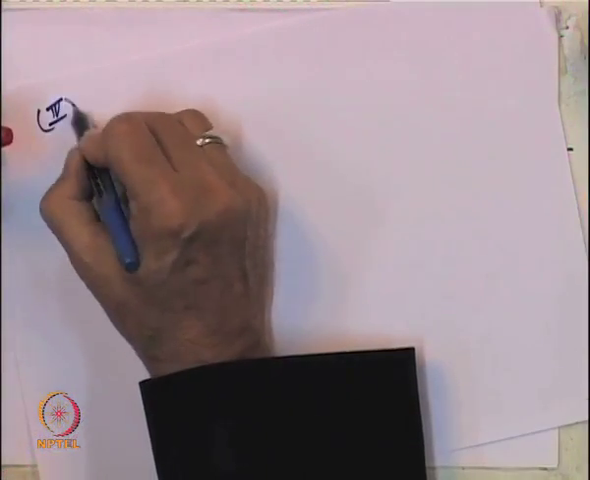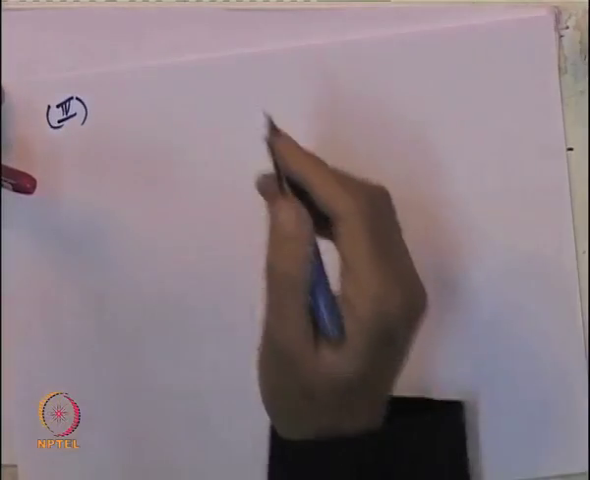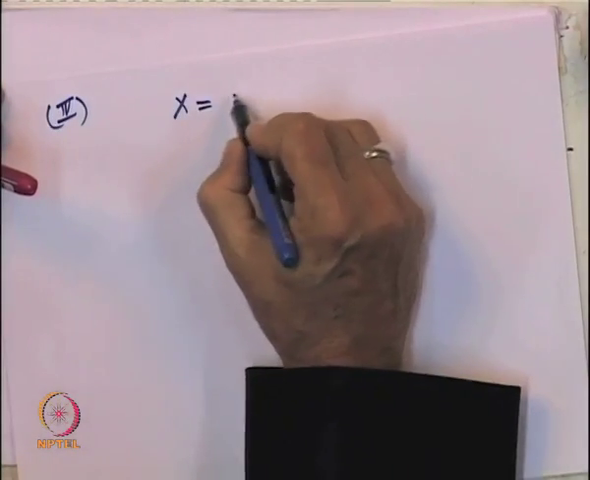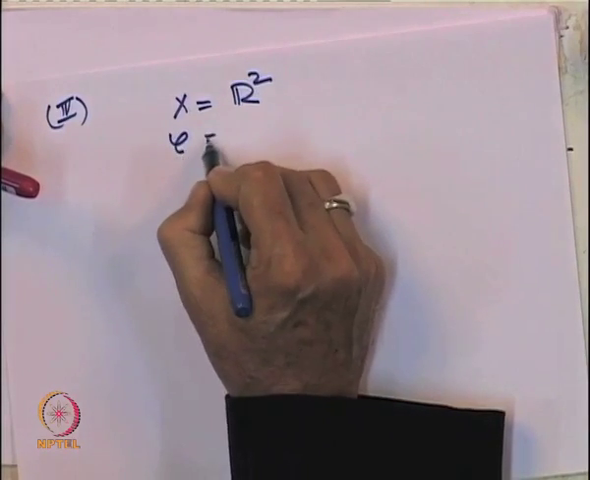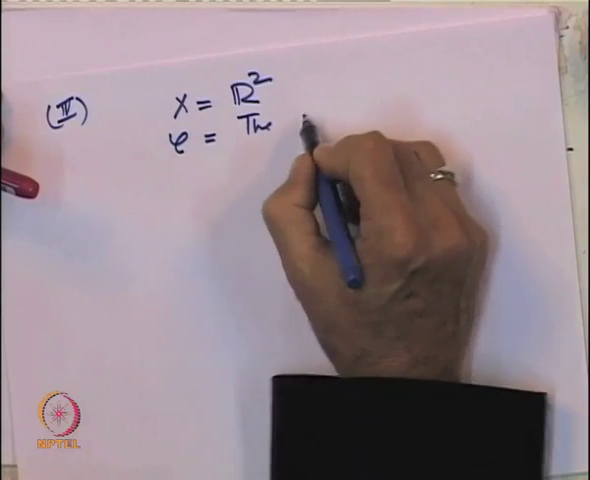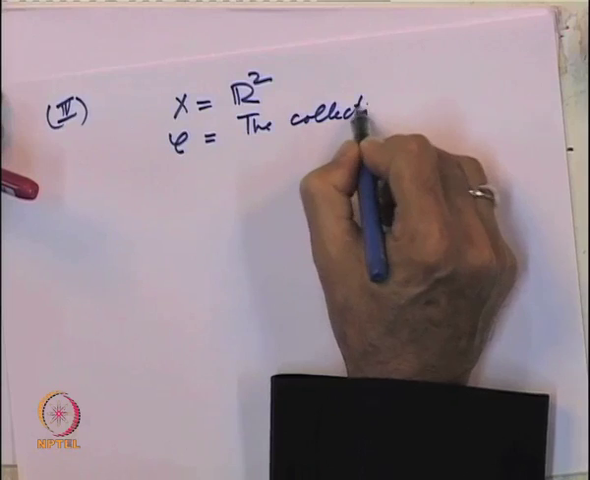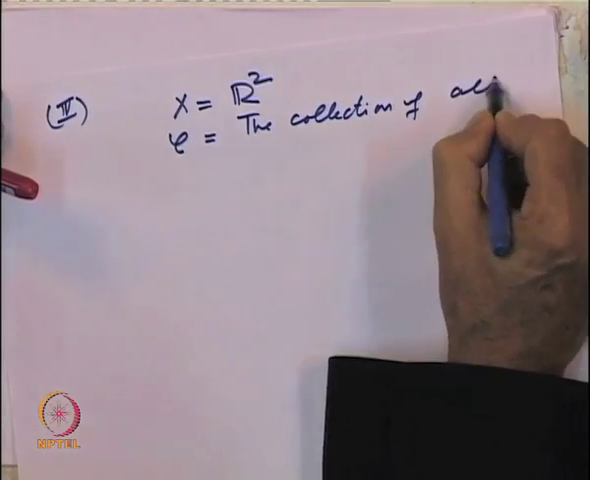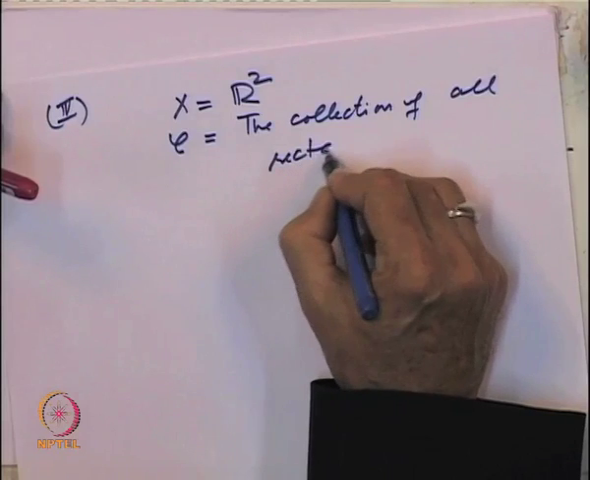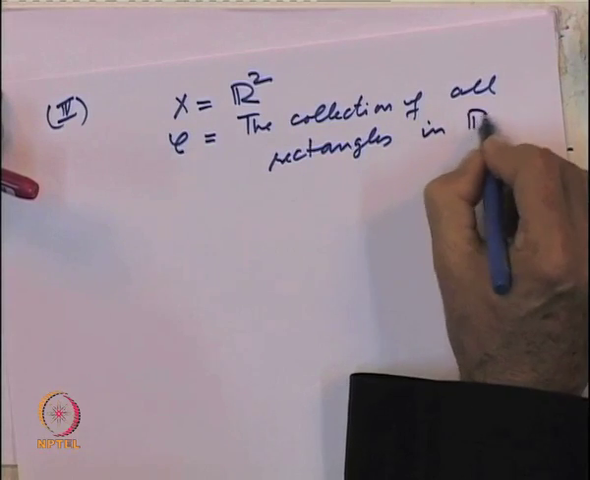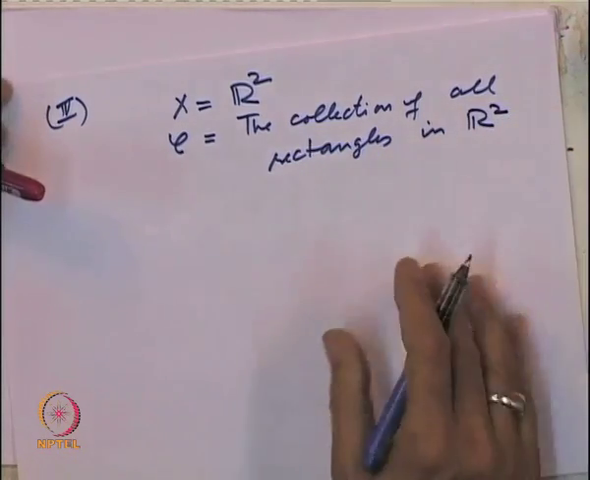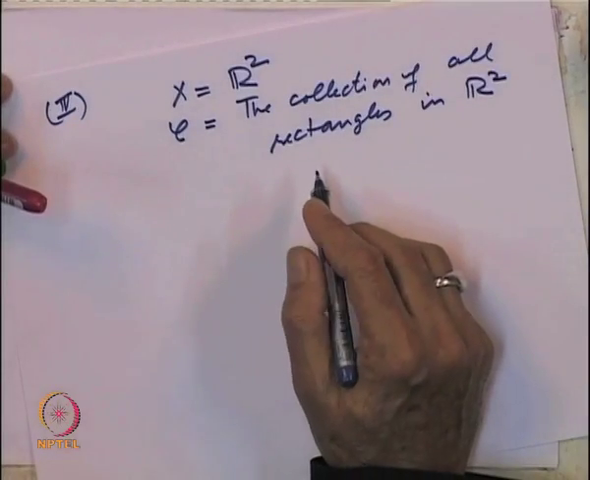Let us look at some more examples. So, let us look at example number 4. Let us take the set X to be equal to R 2 and C is the collection of all rectangles in R 2. So, let us just look at the picture and try to understand.